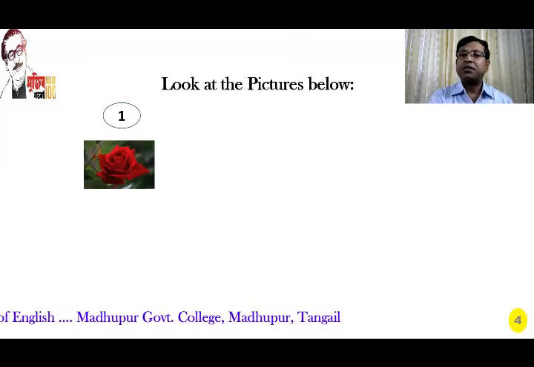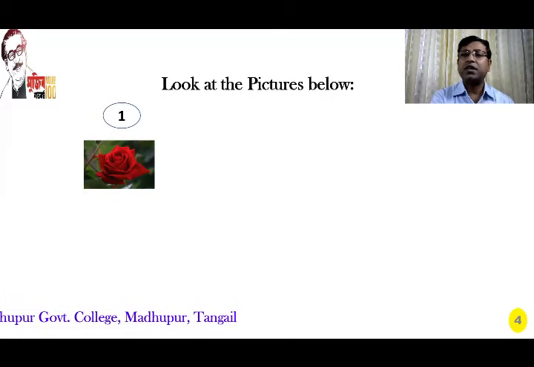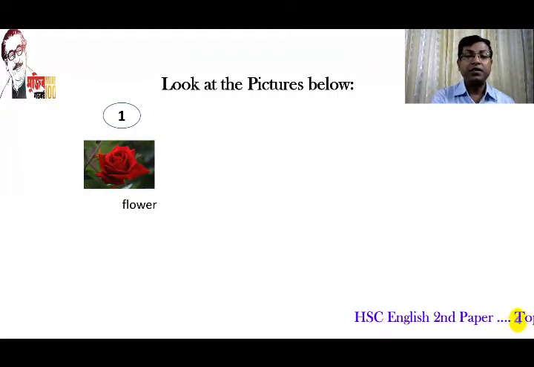What can you see on the picture? Obviously, a flower. And if I ask you to describe the flower, what will you say? Firstly, a flower. It's a flower. And what type of flower is it? Or if I ask you, please describe the flower, what will you say? Of course, you will say red flower.